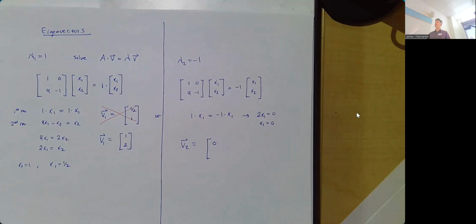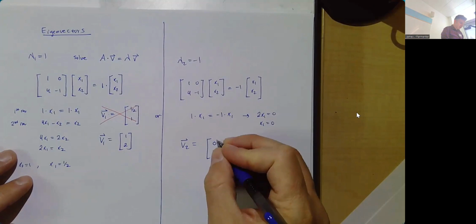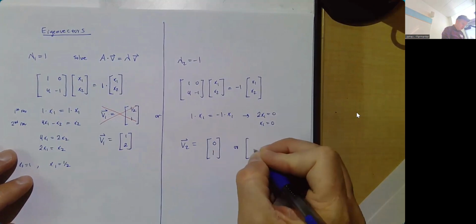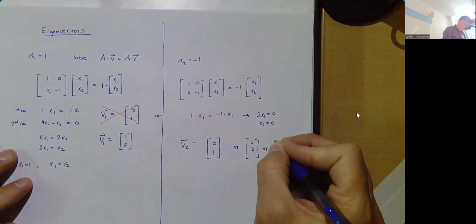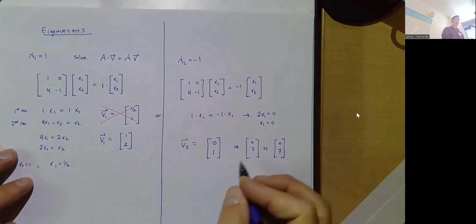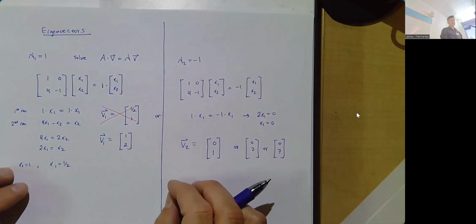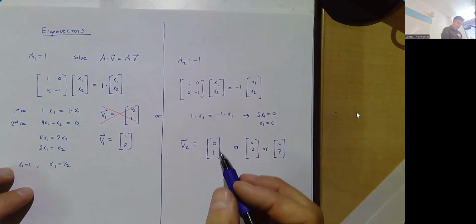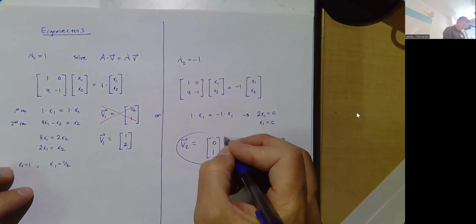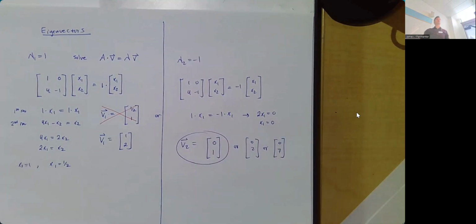Also, I can't pick 0, 0 as my eigenvector. But if one piece is 0, then the other piece is whatever you want. I'm going to pick 1. Most people are going to pick 1. But technically, you could say 0, 1 or 0, 2 or 0, 7 because all of these are multiples of each other. But we're going to pick this one because it's the one that has the smallest possible integer choice.